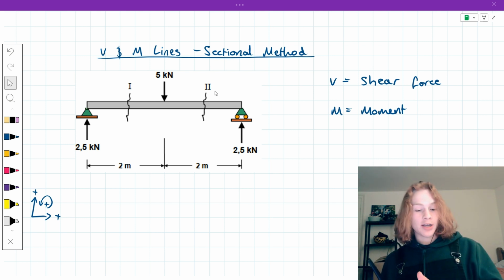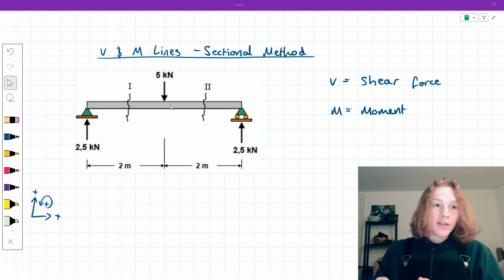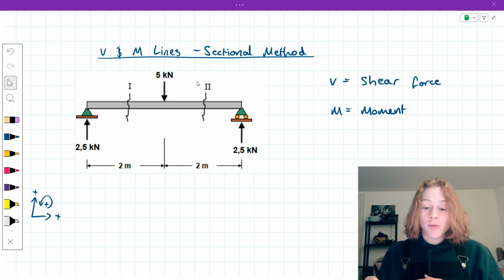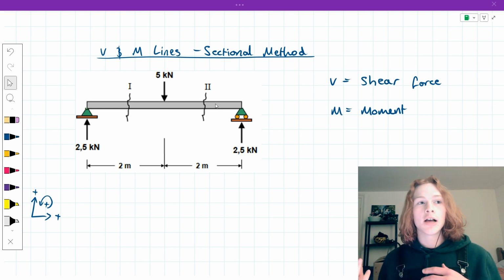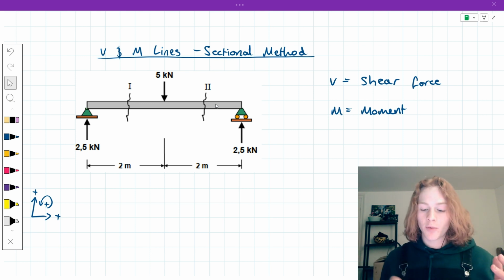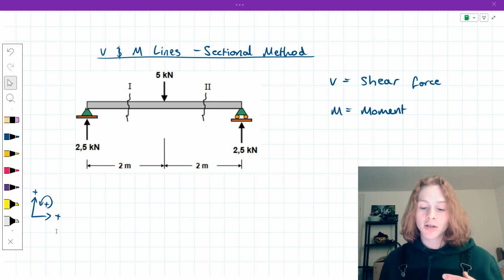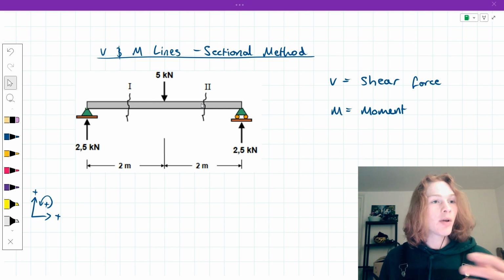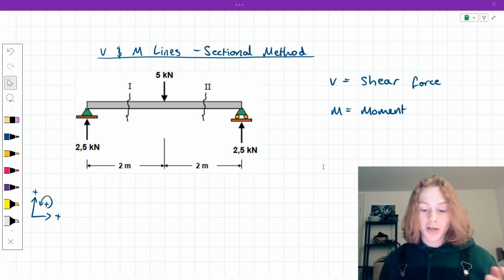In cut 1, it hasn't yet experienced that 5 kilonewton force. Then after it has experienced the 5 kilonewton force, it changes, and so we have to do a second cut, cut 2. This will become more clear as we work through this question. But it's important we recognize this because it tells us how many cuts we need to do. If this had another force, then we'd need a third cut, and so on. So let's jump into it.